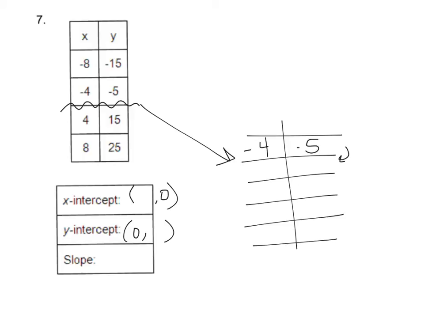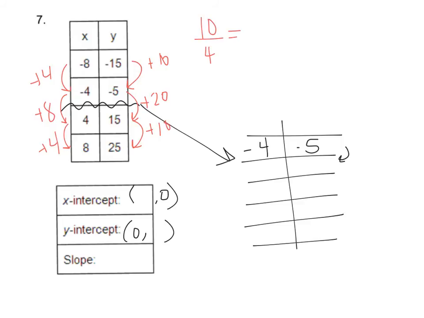So let me go back to my original table. -15 to -5, that's +10. -5 to 15, that's +20. Oops. 15 to 25, that's +10. -8 to -4, that's +4. -4 to 4, that's +8. 4 to 8, that's +4. Regardless of which pair you use, y over x, 10 over 4, equals 5/2. Okay? So my slope is 5/2.